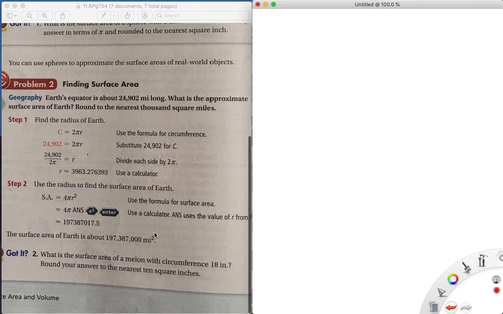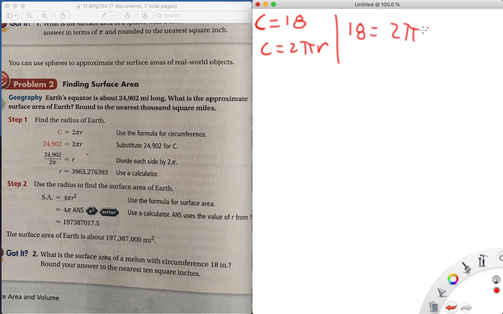Okay, so we're going to use that type of example for got it number 2. They ask, what is the surface area of a melon with a circumference of 18 inches? So we know that the circumference is 18. We also know that circumference is equal to 2 pi r, so we're looking for r. So 18 is equal to 2 pi r. We're going to divide both sides by 2 pi.